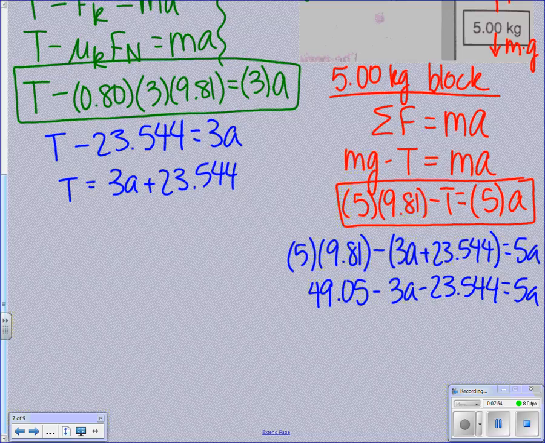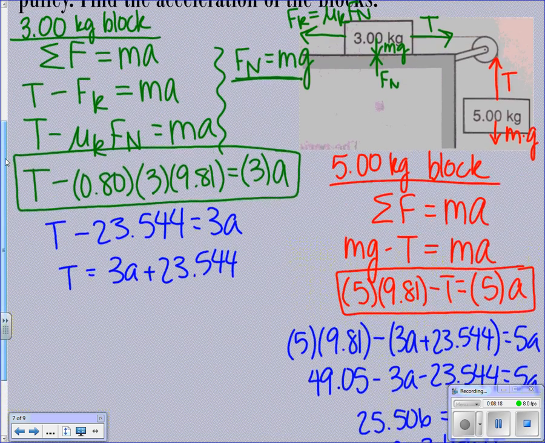So add your 3a and 8a, and if you subtract those numbers, you get 25.6. And solve for a, you should get that number, 3.18825.